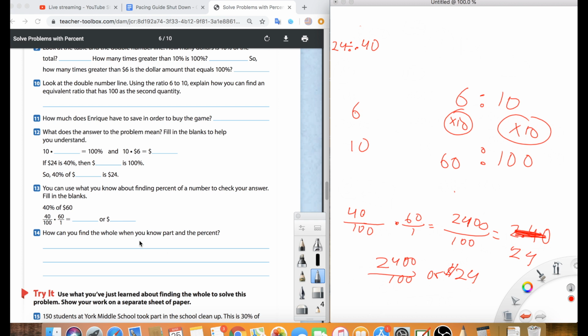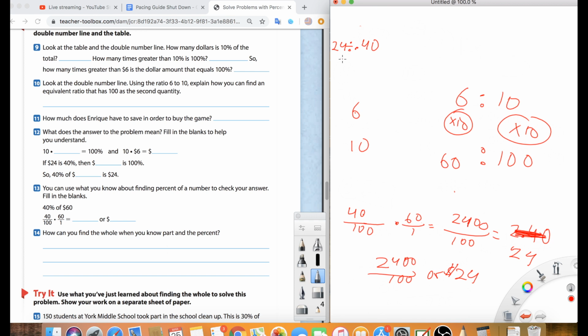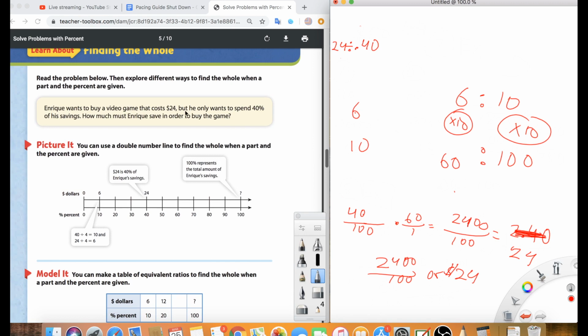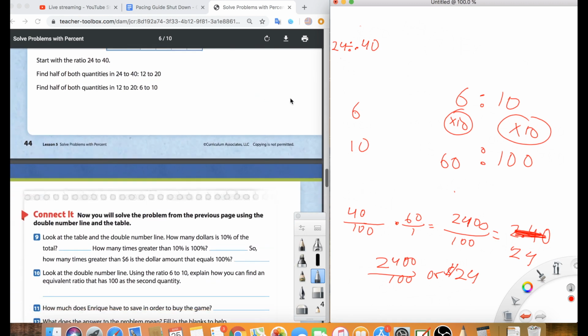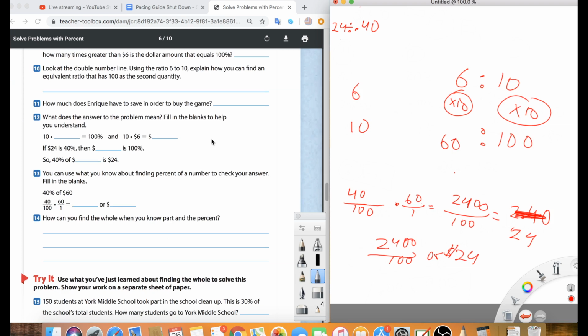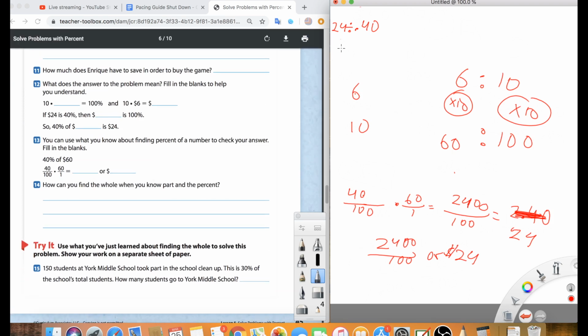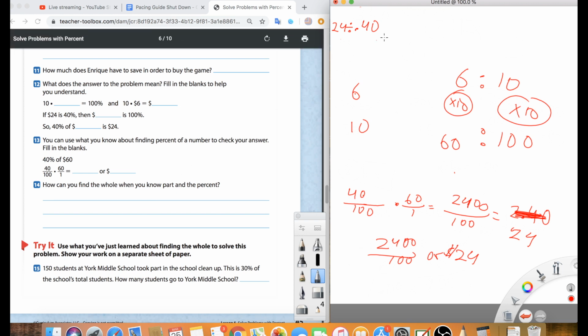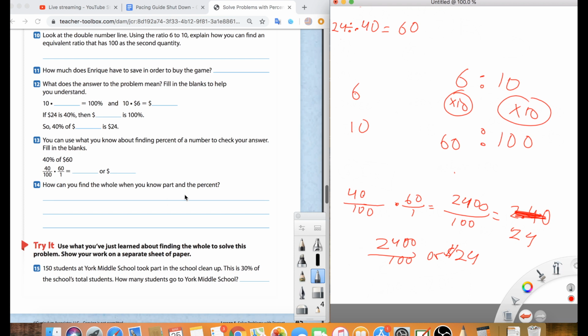Now, how can you find the whole when you only know part of the percent? So if we only know it's 24, how do we find the 60? Because we're trying to find the 60 from this number, 24. But we know that it's only 40%. The original problem said that $24 is only 40% of what he wants to spend. So if you want to find the total here, how do you find the whole? We do 24 divided by the percentage. We would write it as 24 divided by 0.40. When we divide this, we get 60 as our answer.